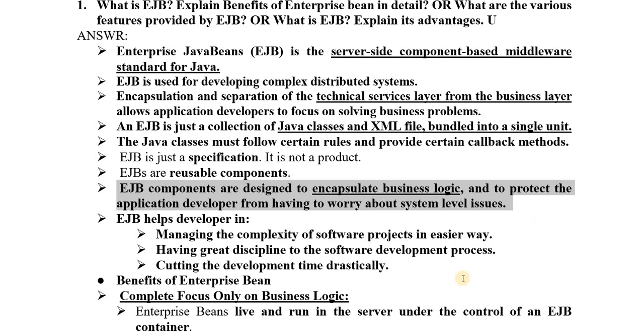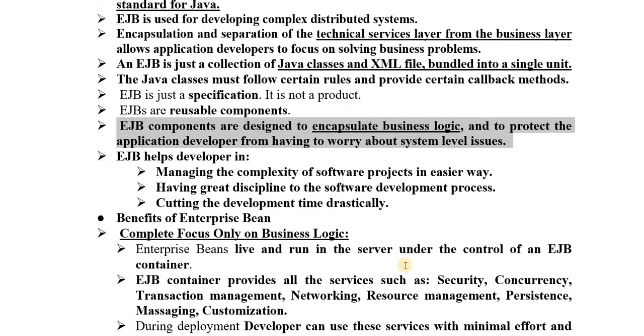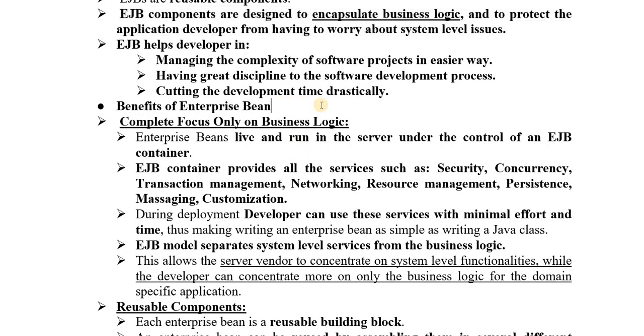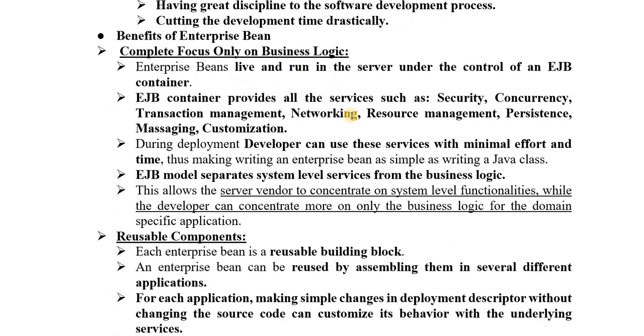So now what does EJB help us in? It helps us manage the complexity of the software in an easier way. It helps us by bringing great discipline to the software development process, and it also helps us to reduce the development time by a significant amount. Now we come to the benefits of EJB. This was the answer for what is EJB. Benefits or advantages, or you can say features also, are as follows.